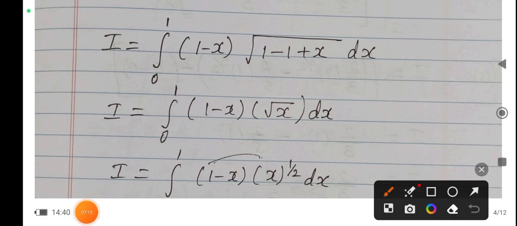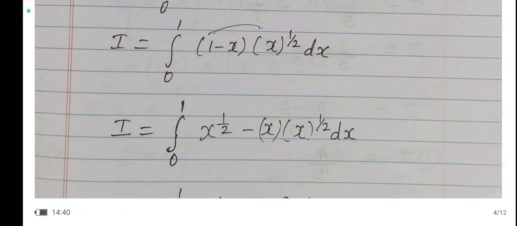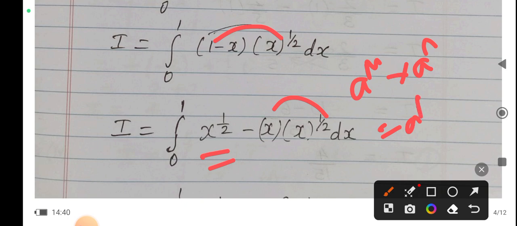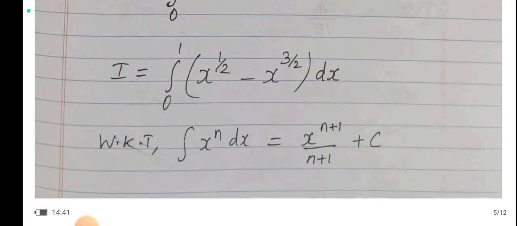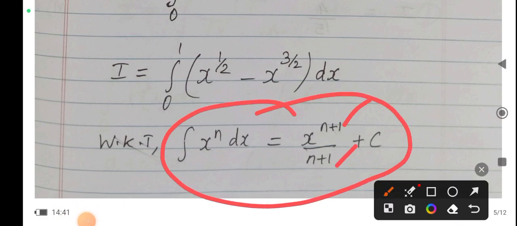Then what we are doing now? 1 minus x into root x. Root x we can write as x power of 1 by 2. Then start multiplying inside: 1 into x power 1 by 2, minus x into x power 1 by 2. A power m into a power n, we all know, is a power m plus n. So x power 1 plus 1 by 2 is nothing but x power 3 by 2. So apply the integral x power n dx formula: x power n plus 1 by n plus 1, plus c.